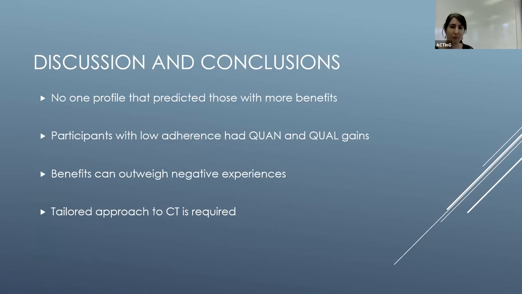So we set out to look for a profile of a participant, to say that's who we might target training towards. And actually what we found was there was no particular profile that predicted somebody who would get more benefits from the training. And those with low adherence, so people living with Alzheimer's disease, could have both quantitative and qualitative benefits. For a number of participants, those positive experiences outweighed the negative experiences. So what I think we learned from this was that a tailored approach is needed to training, and that just because you're a low adherer doesn't necessarily mean that you shouldn't be engaging with these activities, because there could still be benefits for them.